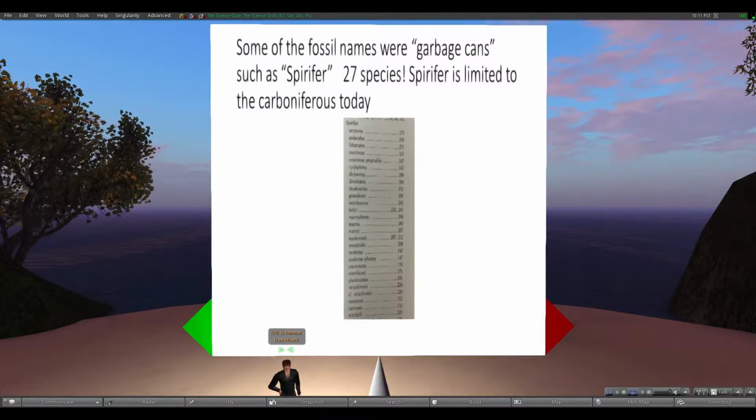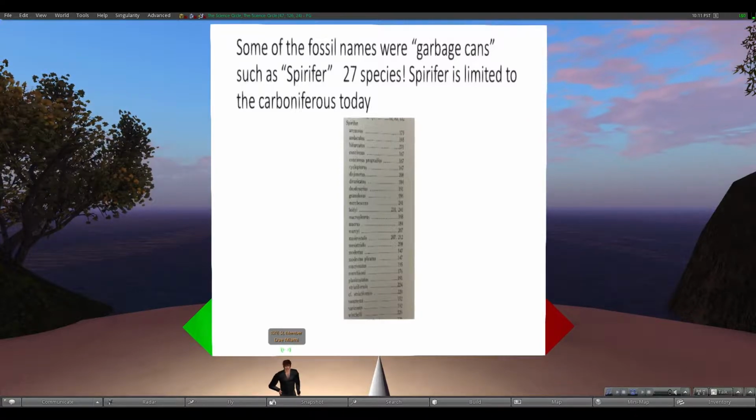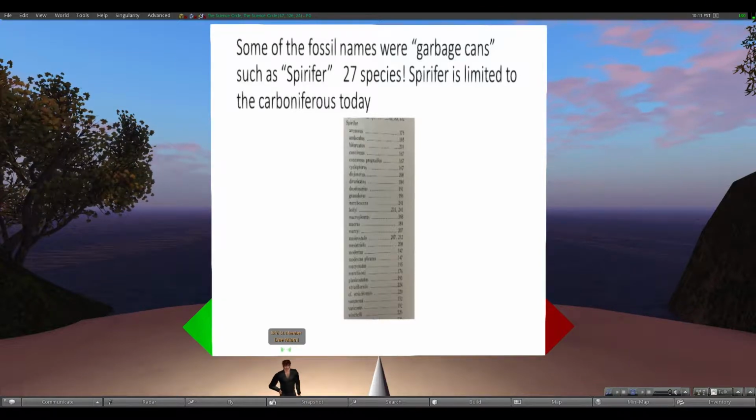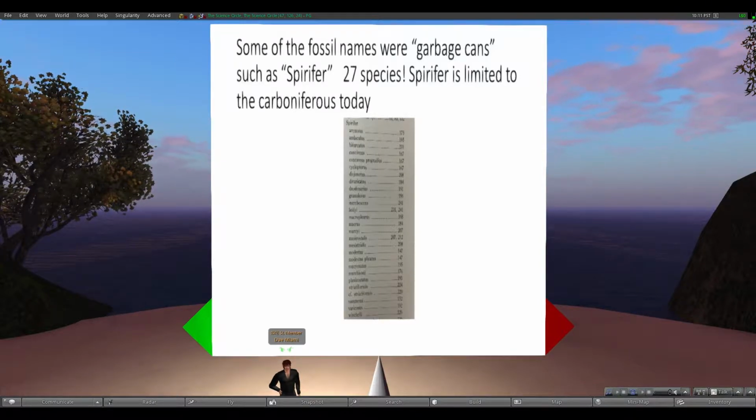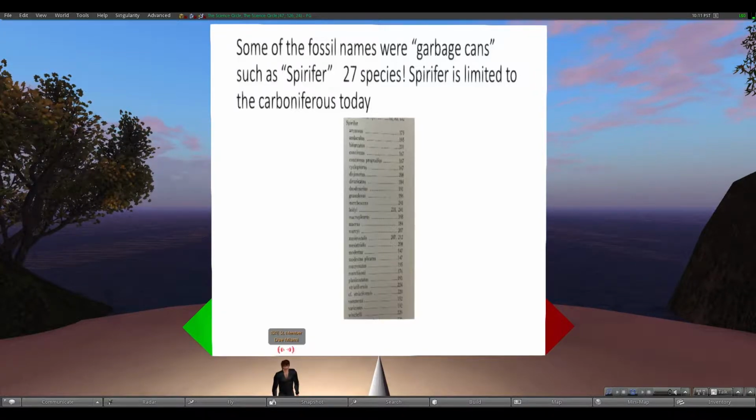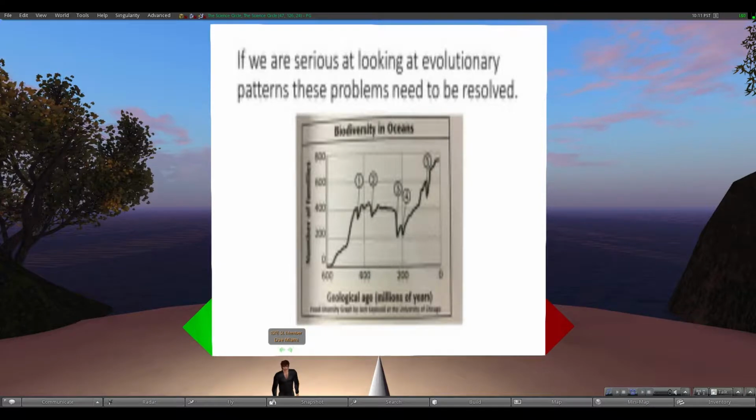This is a lot of work going through, and unfortunately, there's only a couple of us paleontologists left doing any of this in Virginia. And the answer is, well, if we're going to look at evolutionary problems, we really got to clean up the data. And here's an example of what I'm talking about.